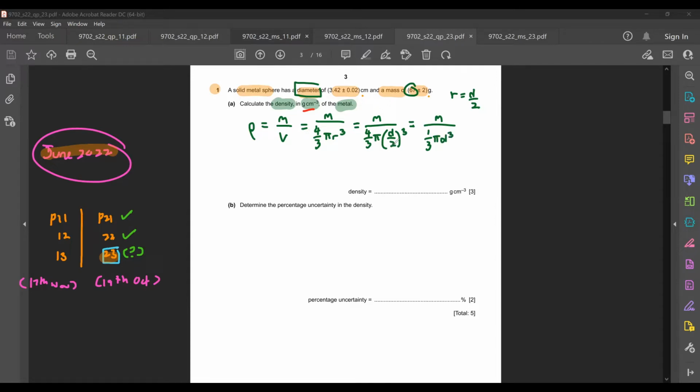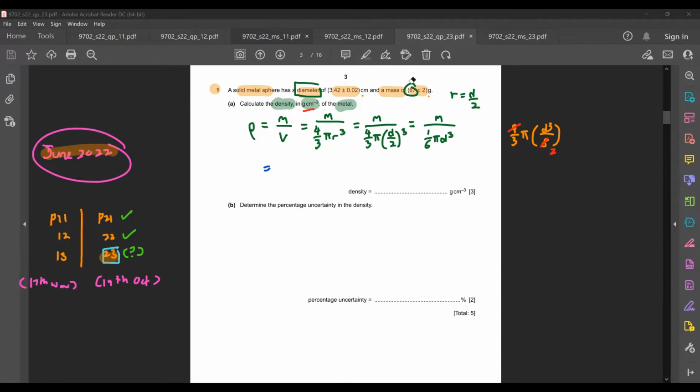Oh sorry, not pi d cube, this one should be 4 over 3 pi d cube over 8. My mistake. The 4 will cancel, this one will give me 2, so this one should have been 6. So in terms of the diameter, it's actually 1 over 6 pi d cube rather than 4 over 3 pi r cube.